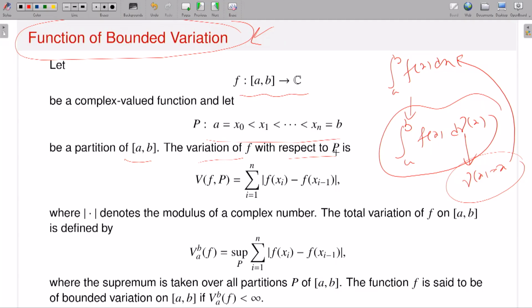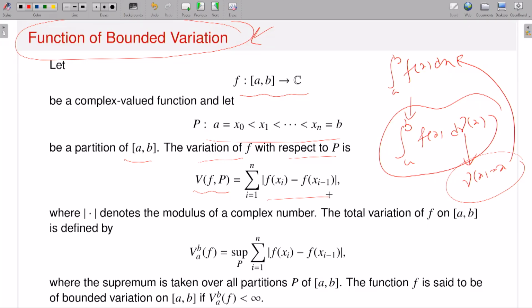What is the meaning of that? So you have a function defined on a closed interval [a, b] taking complex values. Then I'm considering a partition P of my interval [a, b]. Then I'm defining a number which I'm calling the variation, which depends on my partition. What is that? This is the sum from i equals 1 up to n of |f(x_i) − f(x_{i−1})|.